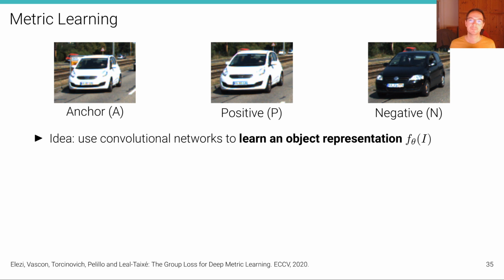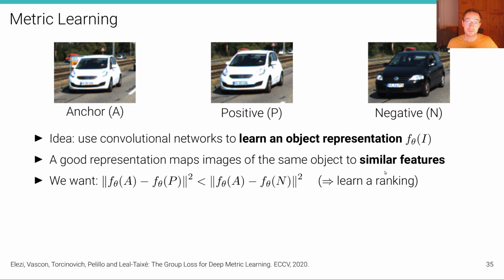However, we can do better. And what we can do is we can use deep learning, in particular metric learning. The idea here is to use convolutional networks to learn an object representation, f theta, of an image patch I. Here f theta is the neural network with parameters theta that takes the patch as input and computes a feature vector for that patch.